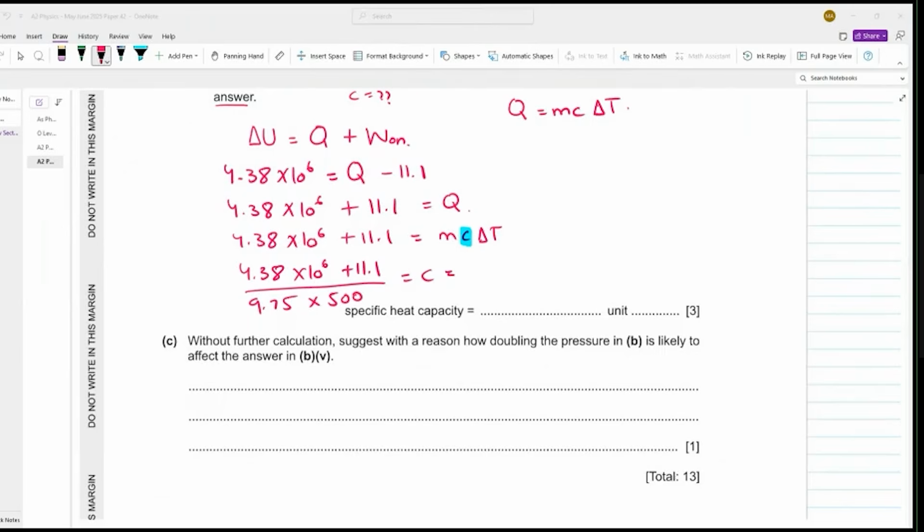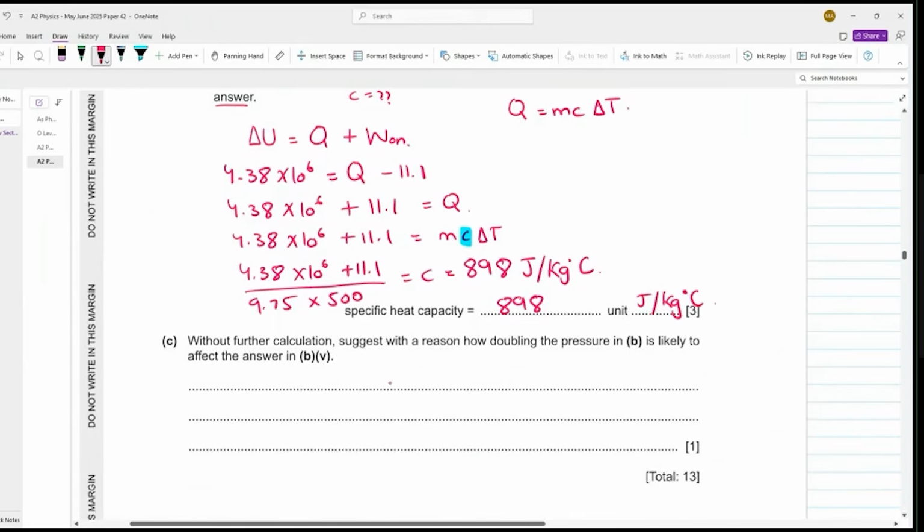Hanji, can you calculate the specific heat capacity by putting it into the calculator? Specific heat capacity क्या आती है? Specific heat capacity comes out to be 898 joules per kg degree centigrade.